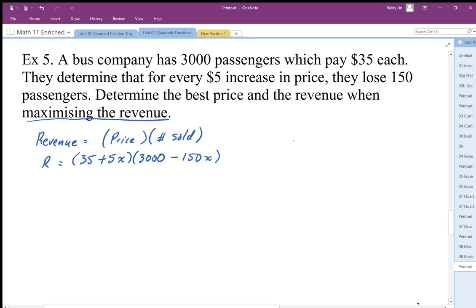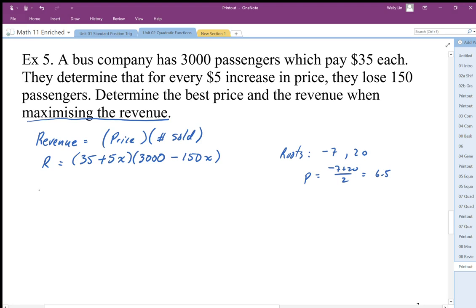Here I'm going to just find the roots. My roots are going to be at x equals -7, and from here this is going to be +20. 20 times 150 is going to give me 3,000. If I want to find the p-value, which is my vertex x-coordinate, I just add those together and divide by 2, and I'm going to end up with 6.5. So my vertex is going to be when x is 6.5.